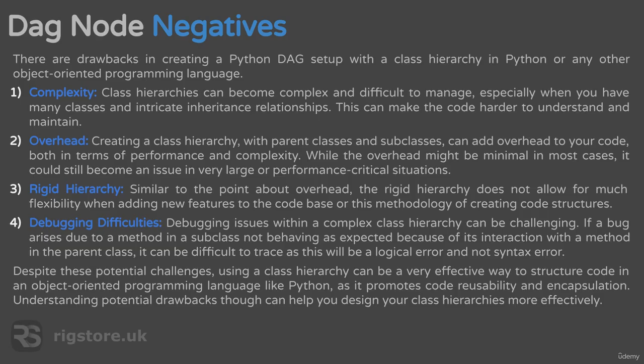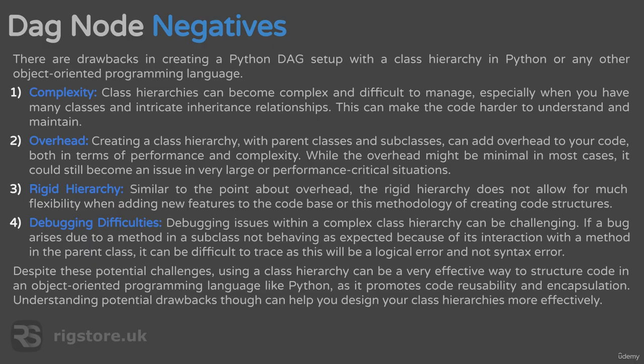Number 2, the overhead. Creating a class hierarchy with parent classes and subclasses can add overhead to your code, both in terms of performance and complexity. While the overhead might feel and be minimal in most cases, it could still become an issue in very large or performance-critical situations. Number 3, a rigid hierarchy. Similar to the point about overhead, the rigid hierarchy does not allow for much flexibility when adding new features to the nodal code base, or this methodology of creating code structures.